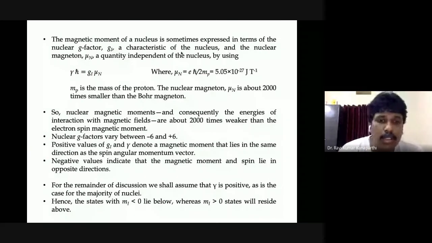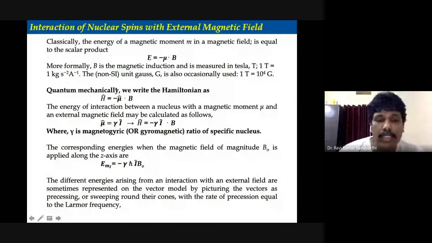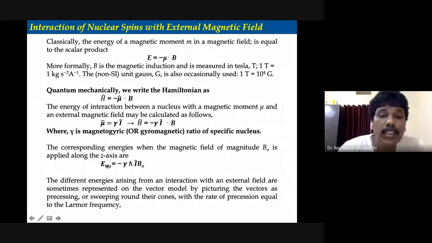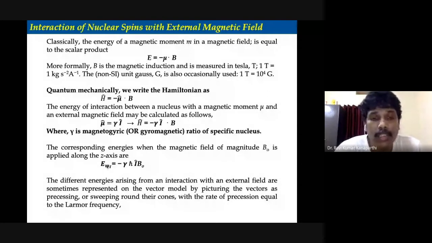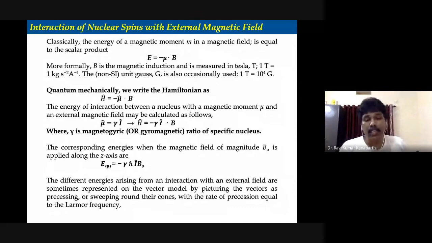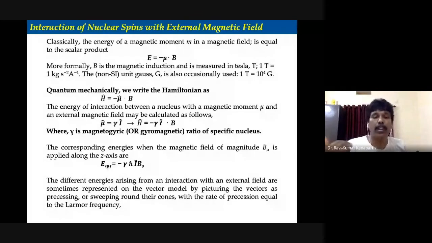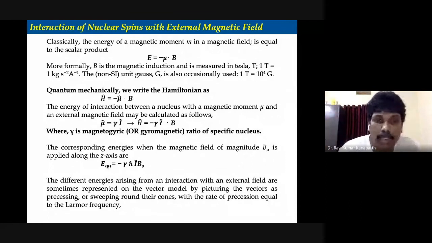Why? Because we have already seen in the expression that the interaction energy of the magnetic moment is given by minus gamma h-cross I B0. If gamma is already negative, that negative and the negative sign cancel out, and in such a situation the positive one will be lower and the negative one will be higher, right?